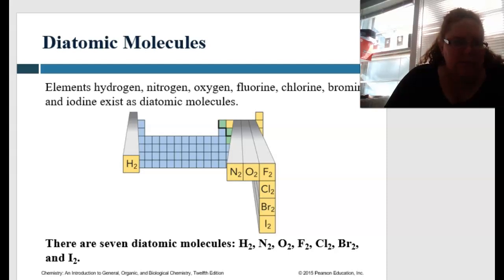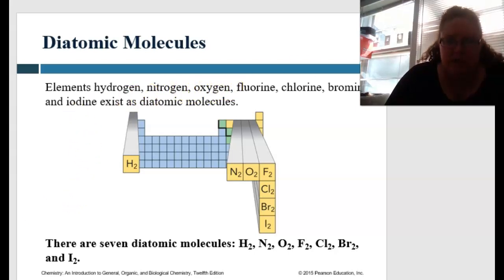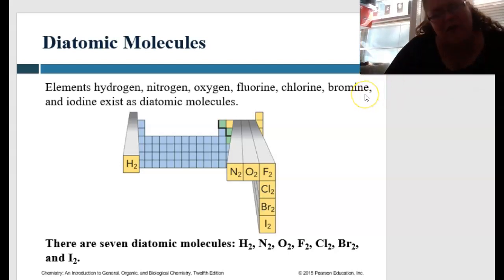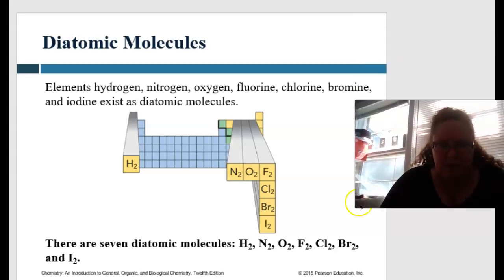The diatomic molecules are the elements hydrogen, nitrogen, oxygen, chlorine, bromine, and iodine, and these exist as diatomic molecules. Here's where they are in the periodic table, and you might want to remember that these are the diatomic molecules. Di means two, right? So H2, N2, O2, F2, Cl2, Br2, and I2. Those are your diatomic molecules.